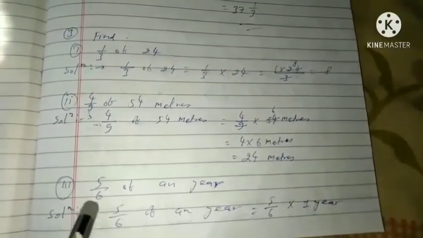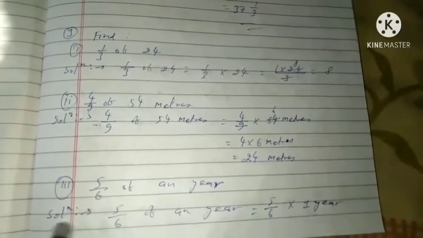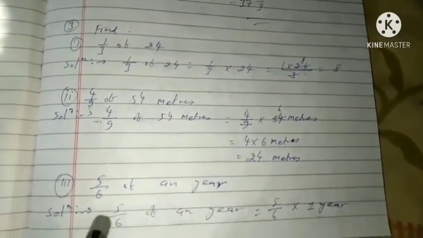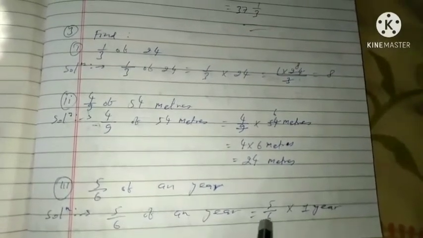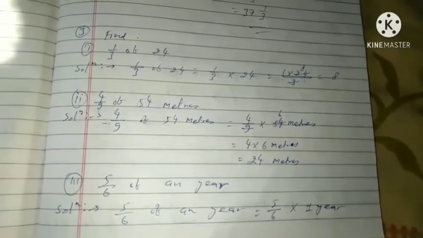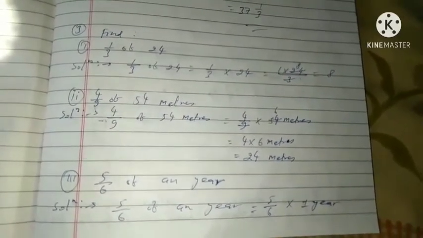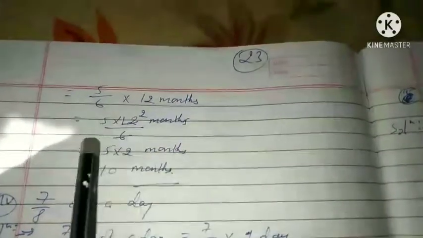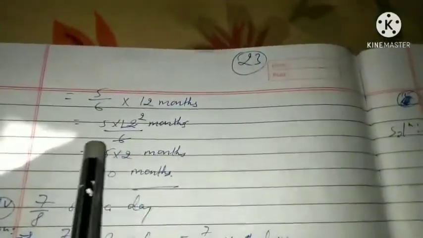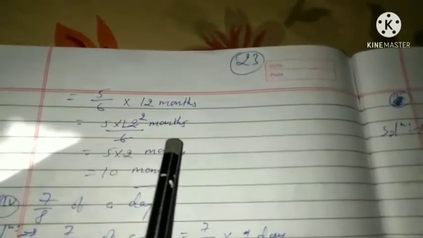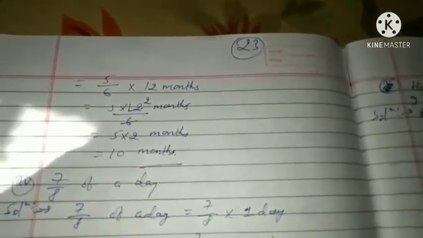Question third, 5 by 6 of a year. Now as you know, a year means 1 year. We are talking about 1 year. So 5 by 6 of a year is equal to 5 by 6 multiplied by 1 year. And 1 year has 12 months. So we can convert that year into months and write that as 12. So that will result in 5 by 6 multiplied by 12 months, equal to 5 multiplied by 12 divided by 6 months. And that gives 10 months as the answer.